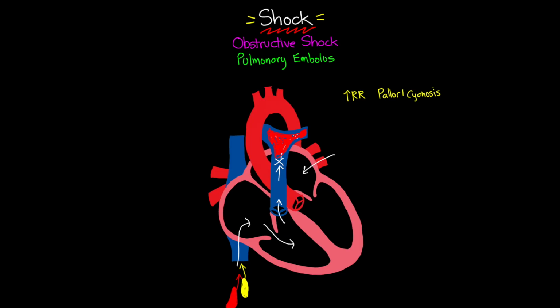Now, there are a couple different tests we can use to diagnose. The first of these is going to be what we call a VQ scan. And this is looking for a VQ mismatch, or a ventilation and perfusion mismatch. But the other one, and again, the more gold standard option, is going to be a CT angio. And that will give you a clear picture of if there is a PE and exactly where it is and how big it is.